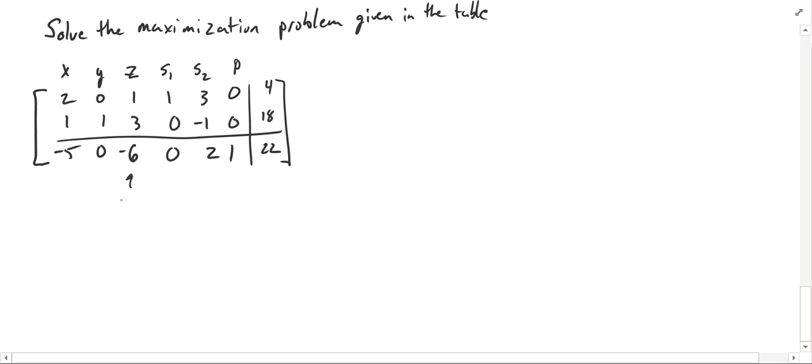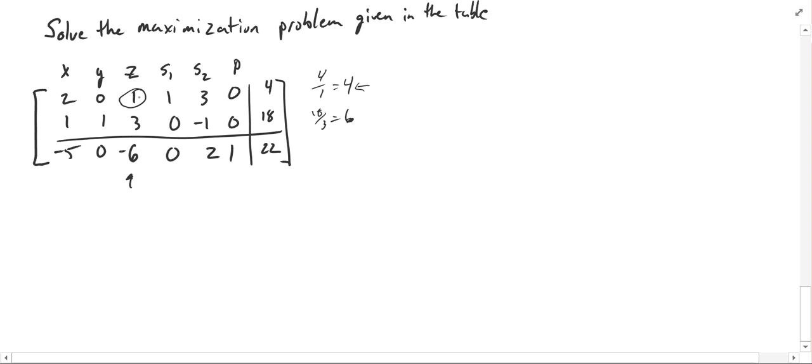So the Z column will be our pivot column, and then to find our pivot row, we're going to take that last value and divide it by the value that's in the pivot column. So I'm going to take 4 and divide it by 1, and I've got 18 divided by 3, and that's 6. Again, I want the smaller of those two values, so that would be the 4. So that means the top row is our pivot row, and the 1 there in the Z column is what we want to pivot with.